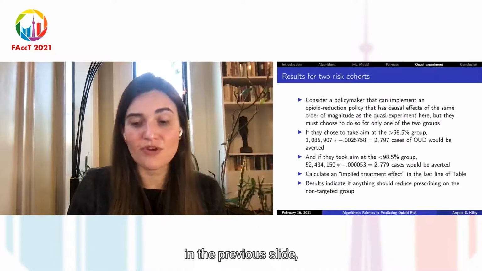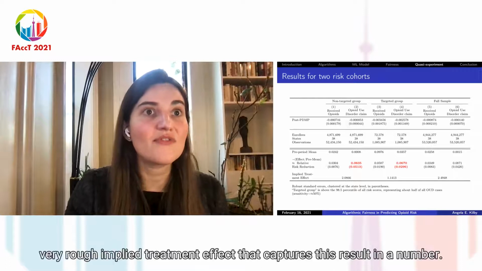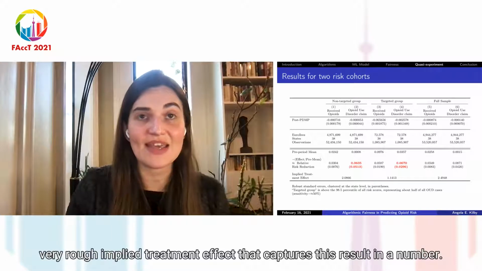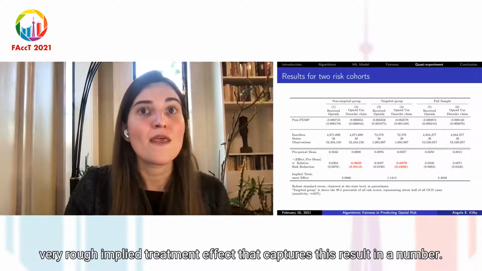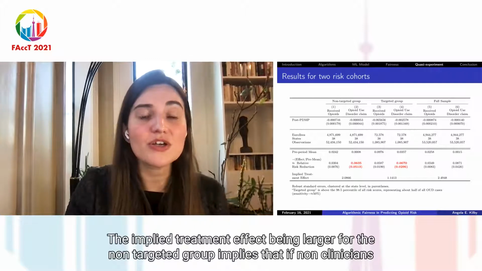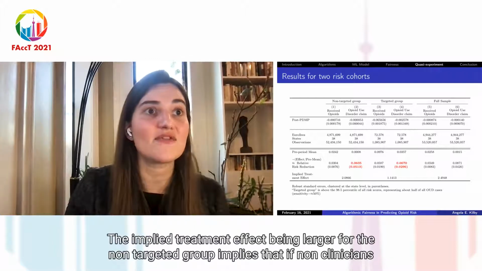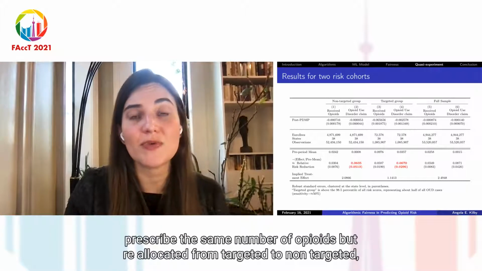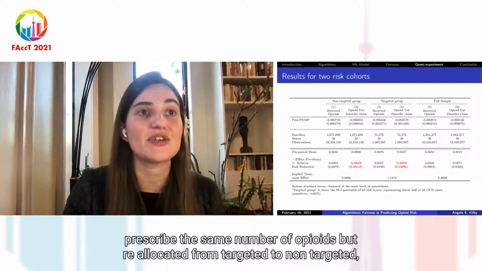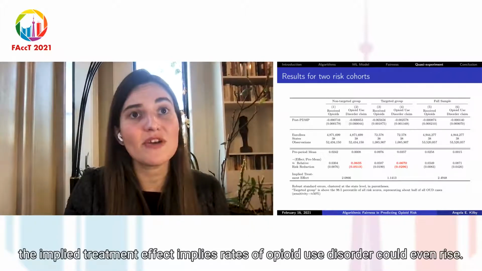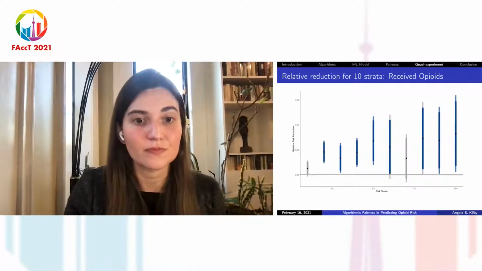In the previous slide, I calculated a very rough implied treatment effect that captures this result in a number. The implied treatment effect being larger for the non-targeted group implies that if clinicians prescribe the same number of opioids but reallocated from targeted to non-targeted, rates of opioid use disorder could even rise.